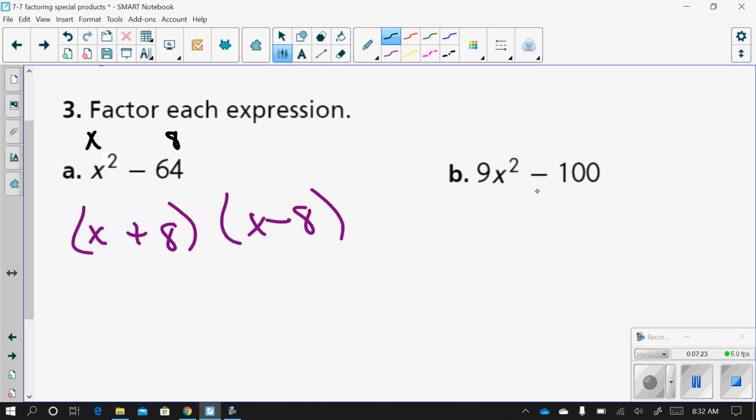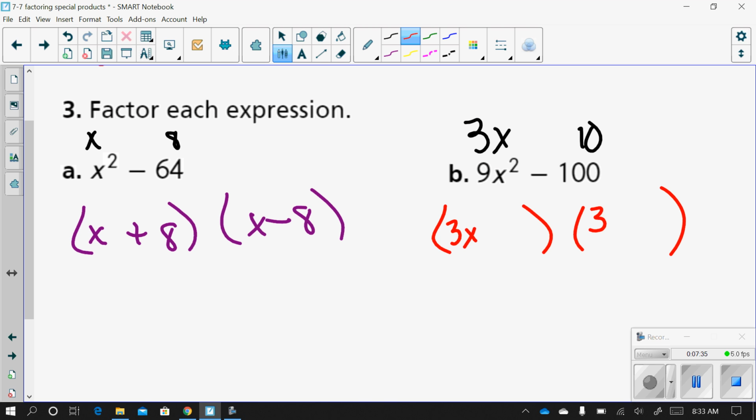Check this one. Square root of 9x squared is 3x. Square root of 100, 10. I got a minus sign, so yes, this is the difference of two squares. Two sets of parentheses, start with the 3x, put the 10 in both of them, and it's a difference, so plus, minus.